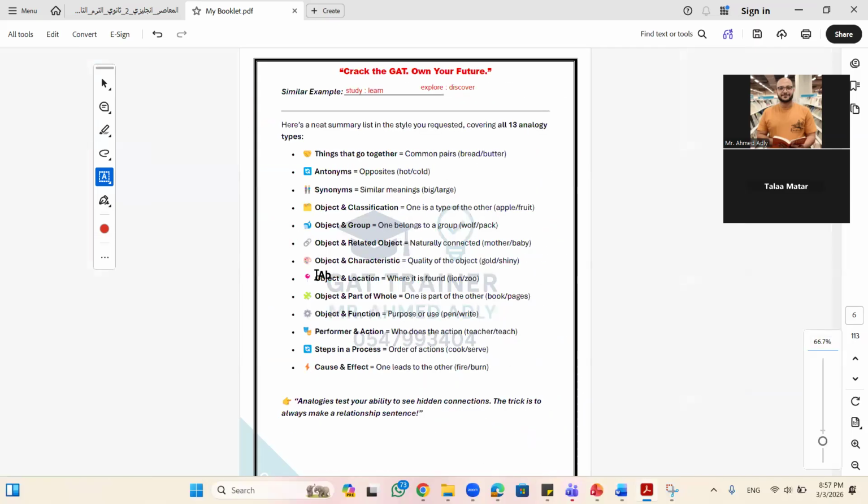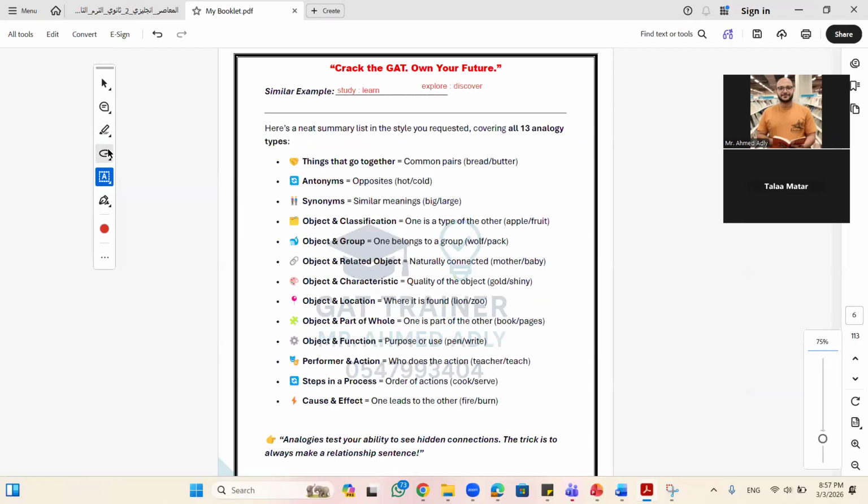So here is a summary. Can you read the summary, please? You read, Tala. I read out loud. Yeah, of course. Things that go together: common pairs like bread and butter. Good. Antonyms is the opposite, like hot and cold. Synonyms is similar meanings, like big and large. Object and classification: one is a type of the other, for example, fruit, apple and fruits. Object and group: one belongs to a group, like wolf and pack. Object and related object is naturally connected, like mother and baby.